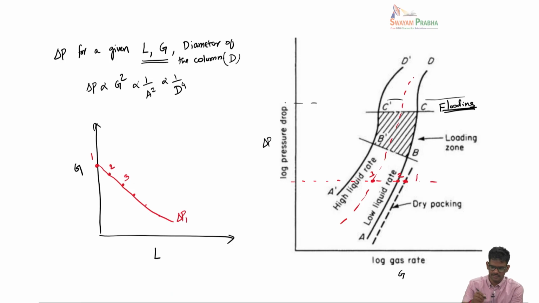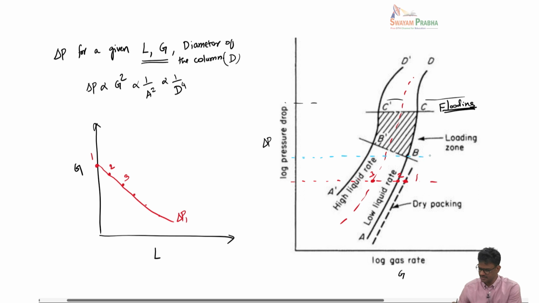I want to do the same thing for another pressure. So this is delta P2. Again I start from this point here. Compared to this point 1, let me call this point 1 prime.